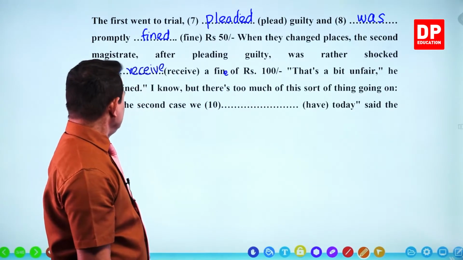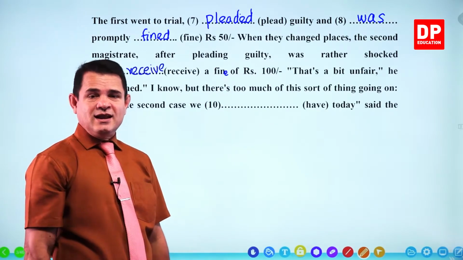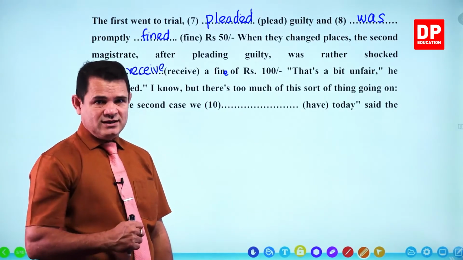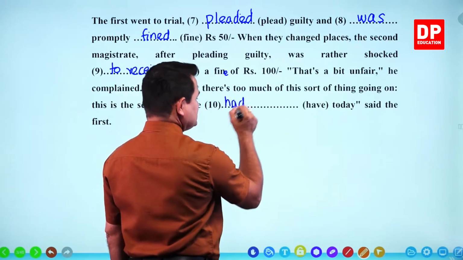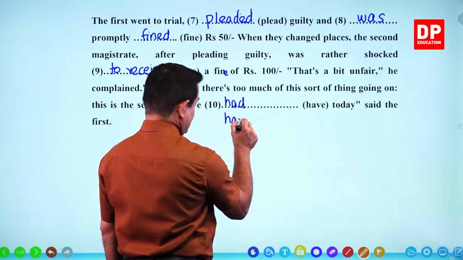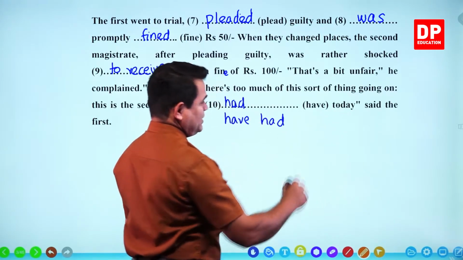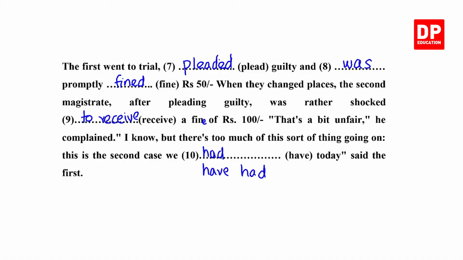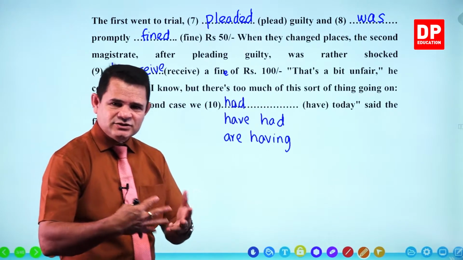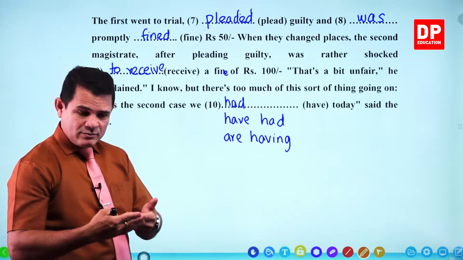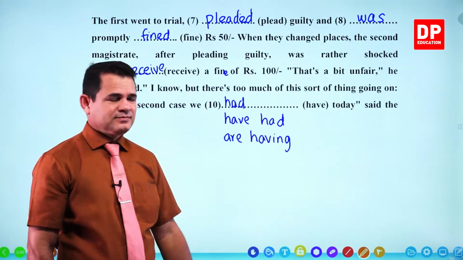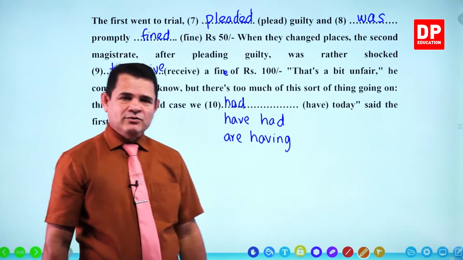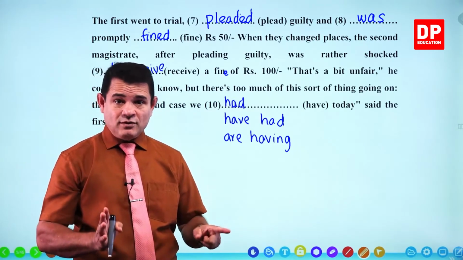Then this is the second case we had today. Or we have had today is also correct. There are different answers: you can say we had today, or we have had today. Or else we are having, that is in present continuous form. This is the second case we are having today. So we are having is also possible. Said the first. Now you understood how to get the correct form of the verb.